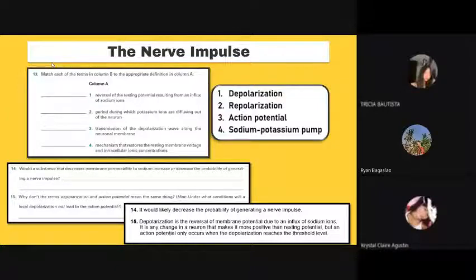Number 15. Why don't the terms depolarization and action potential mean the same thing? This is because depolarization is the reversal of membrane potential due to an influx of sodium ions. It is any change in a neuron that makes it more positive than resting potential. But an action potential only occurs when depolarization reaches the threshold level.